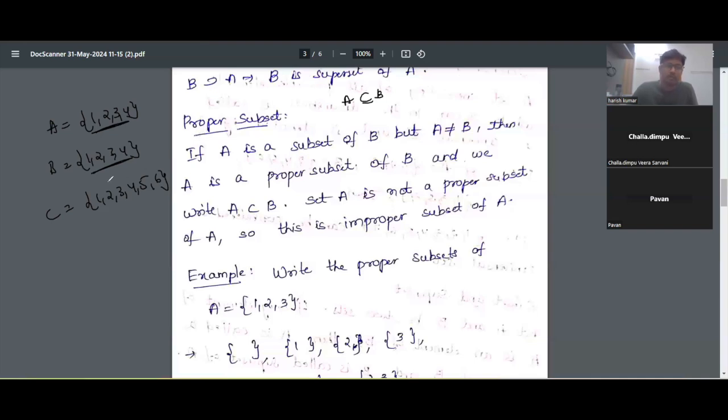But what about A and C? A is a subset of C, but it is not equal to C. So in this case, we call A a proper subset. It is properly a subset, it is not equal, right? So what do we call here? A is a proper subset of C. So are you now making the difference between subset and proper subset?